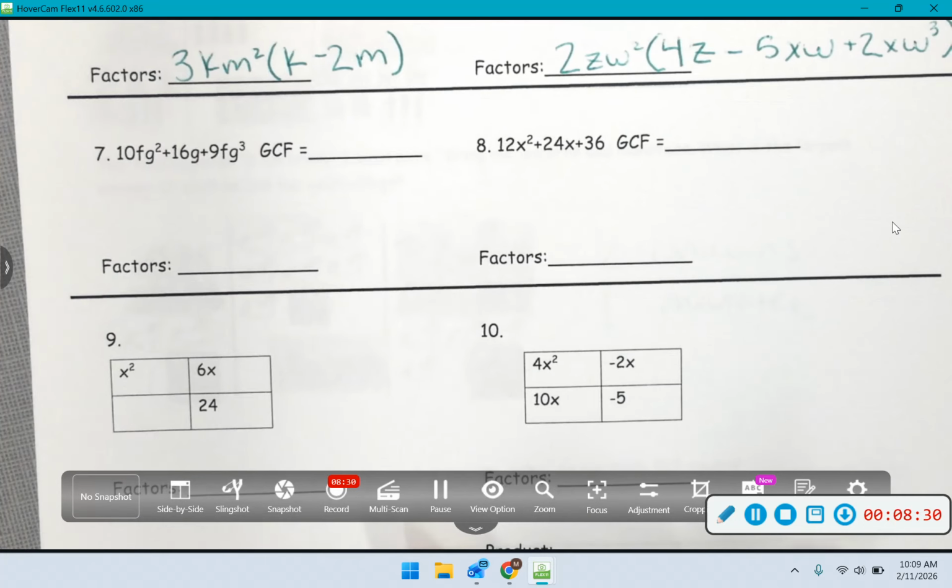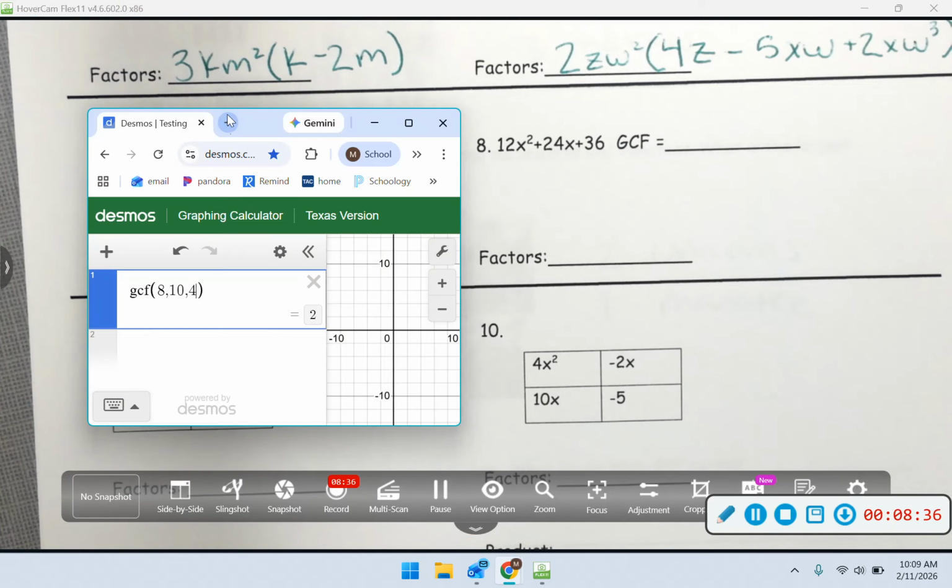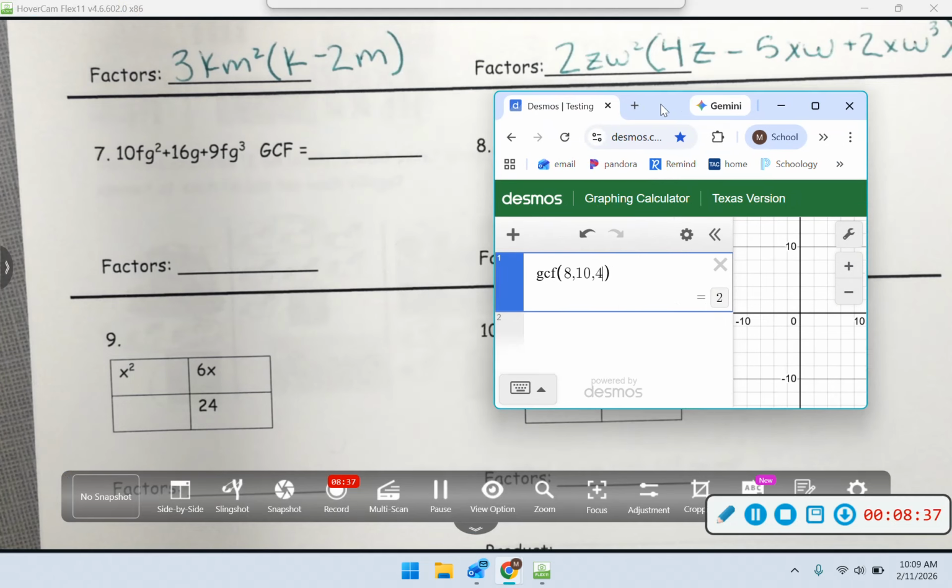Okay, number 7. This is another one. I look at 9. 9 doesn't go into 16, doesn't go into 10. So if I'm unsure what my GCF is, we're going to type them in. So we have 10, 16, and 9. So 1 is my GCF, which I'm not even going to take out because if I divide everything by 1, it doesn't change anything. So you could put a 1, but you do not have to.